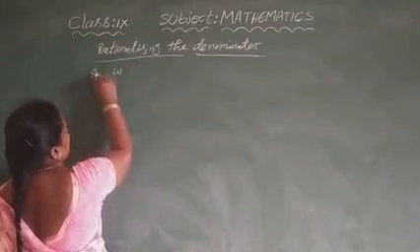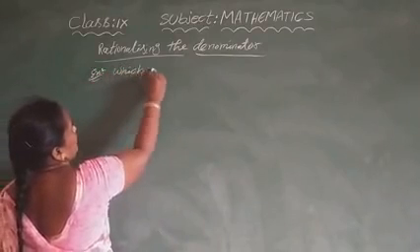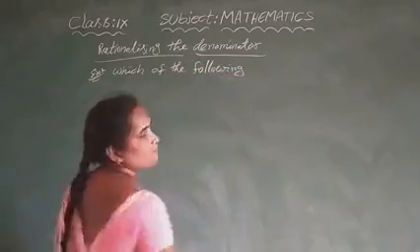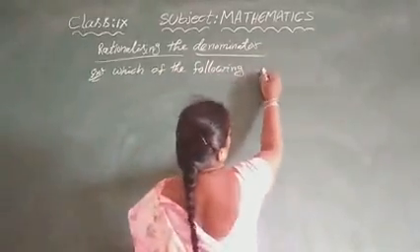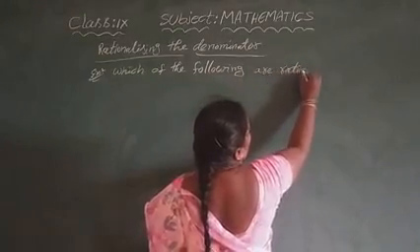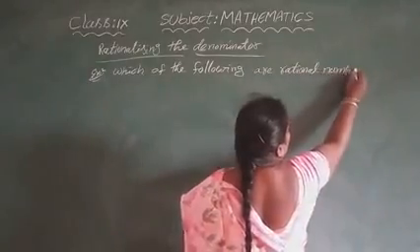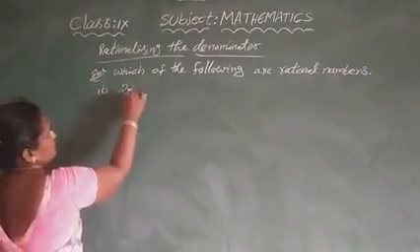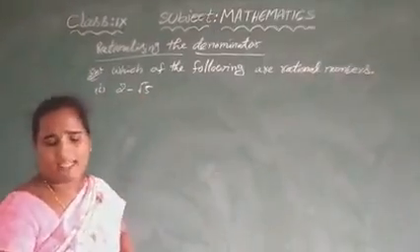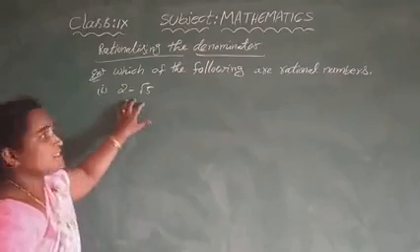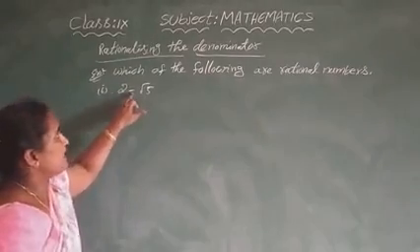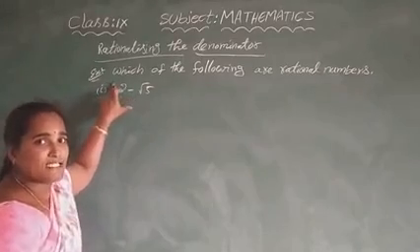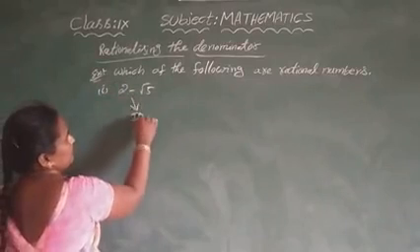First example. Which of the following are rational numbers? First one: 2 minus root 5. Is this rational or irrational? 2 minus root 5. Here, the difference of these two numbers is an irrational number.